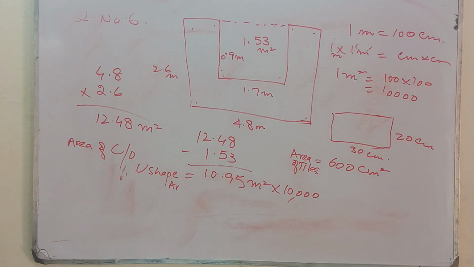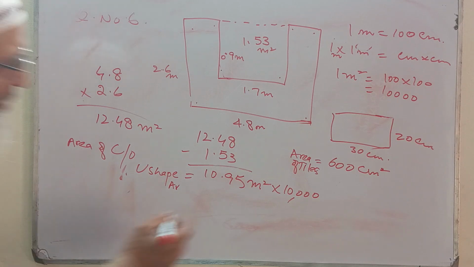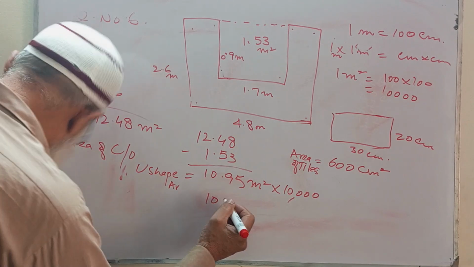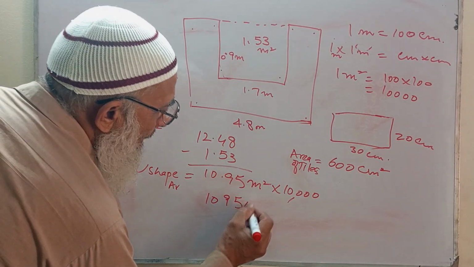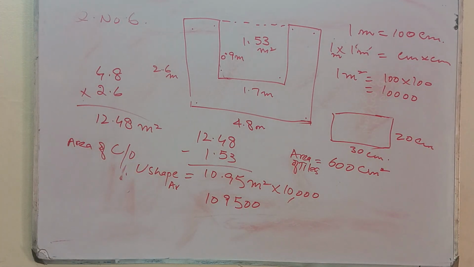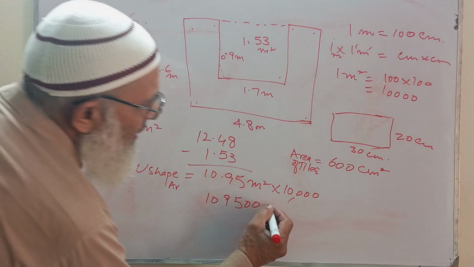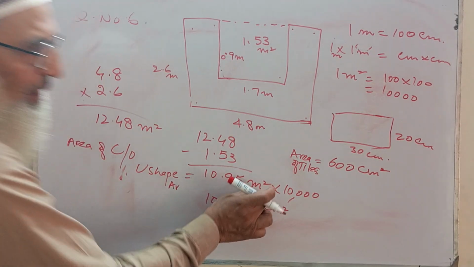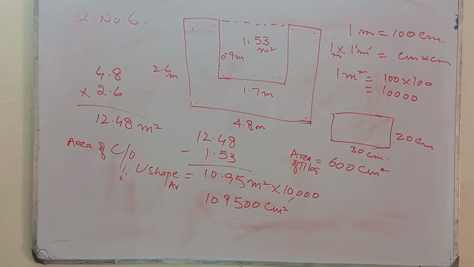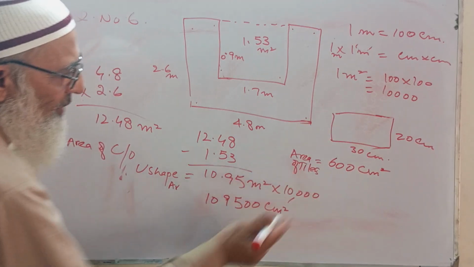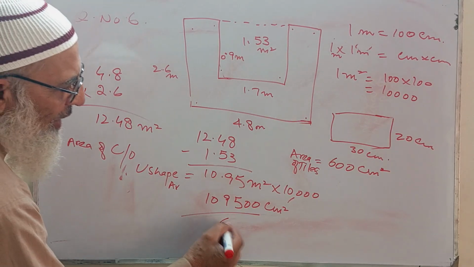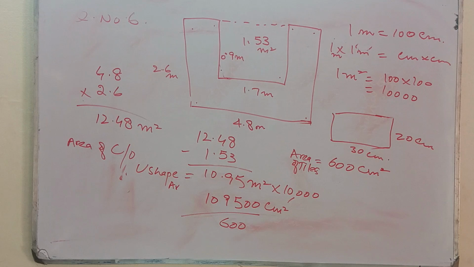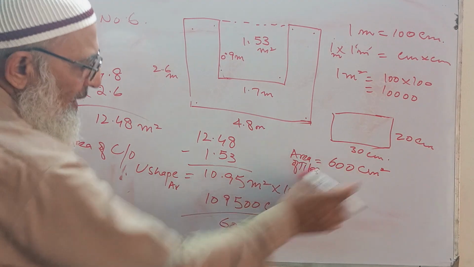My dear students, it is coming very easy now. Multiplied by 10,000, it will be 109500 centimeter square. Now this unit, which was in meter square, has been changed into centimeter square. Now we'll divide it by the area of the tile.